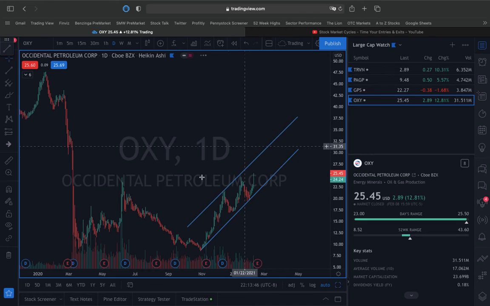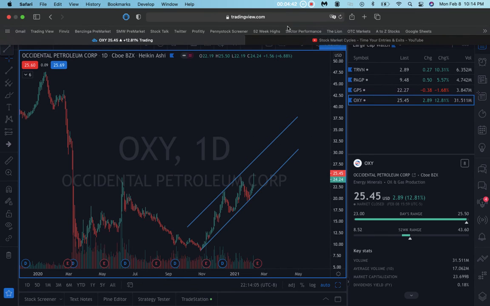Let's take a look at Oxy, OXY. You see a reversal here, moving back up, again starting to honor that trend. And now we're at mid-range. You want to stay away from trading with price action at mid-range. You really want to be buying at these support areas and, of course, selling at these resistance areas.